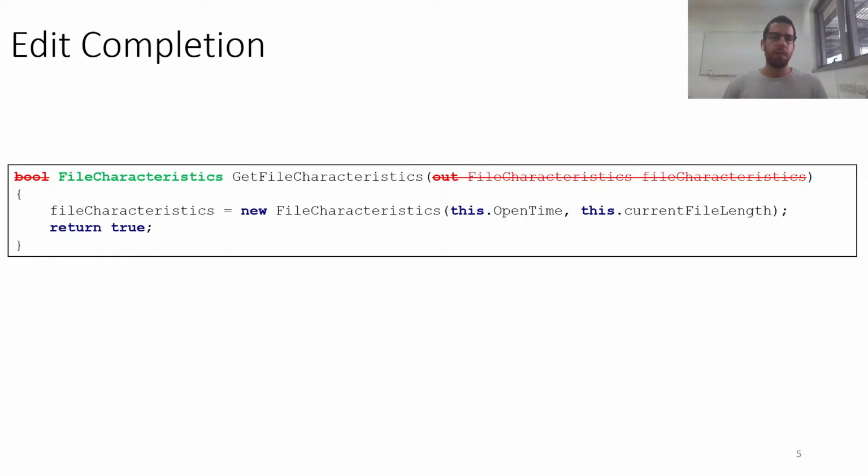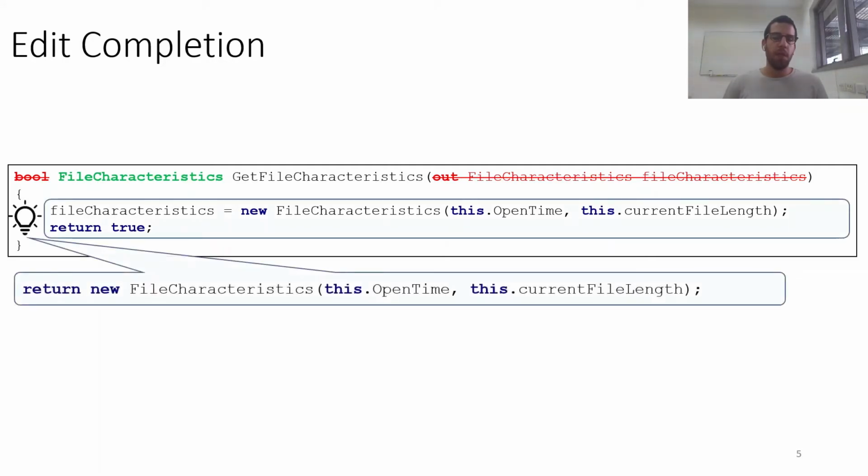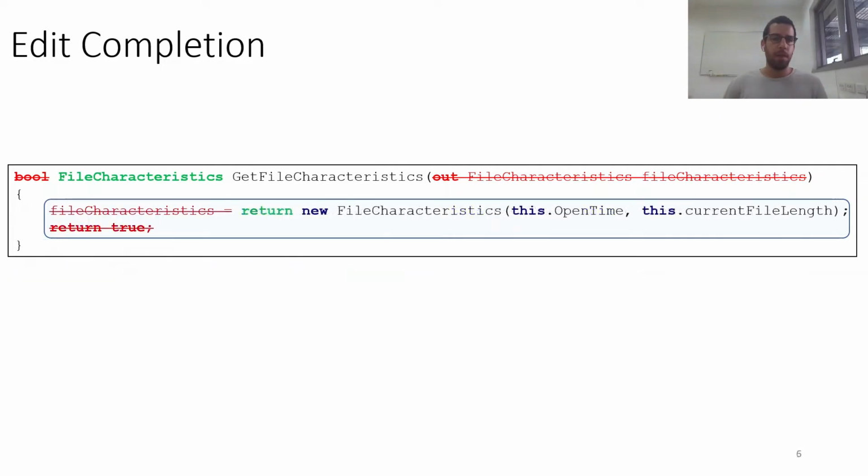Since the file characteristics was removed from the parameter list and the return type of the method was changed to file characteristics, it is likely that the return statement should be changed as well and contains a file characteristics object as a return value. This part is what we are trying to predict with edit completions. In this example, our approach predicted the completion that you see here.